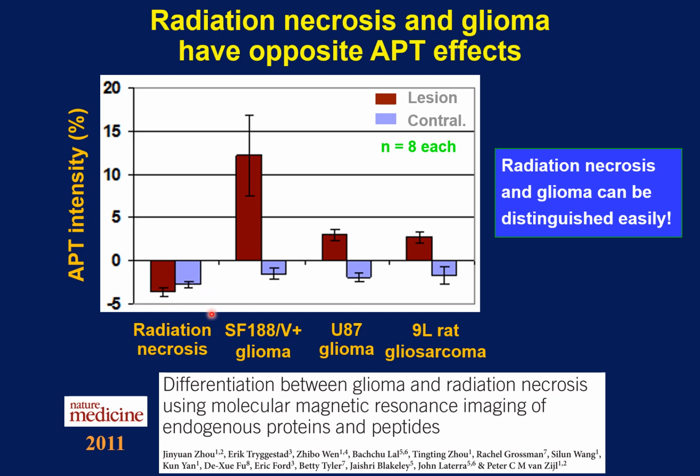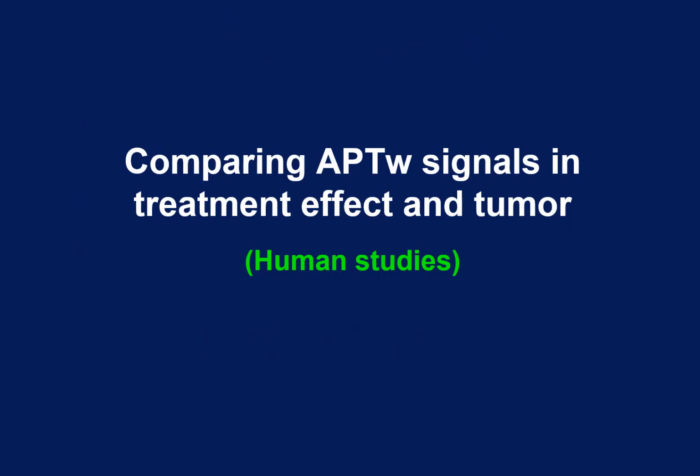So radionecrosis has low APT compared to the tumor, which is hyperintense. Radionecrosis and tumor show opposite APT signal. So radionecrosis in glioma can be distinguished easily by APT in human patients.